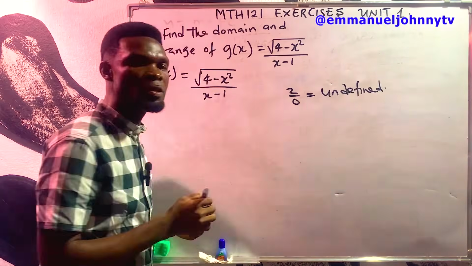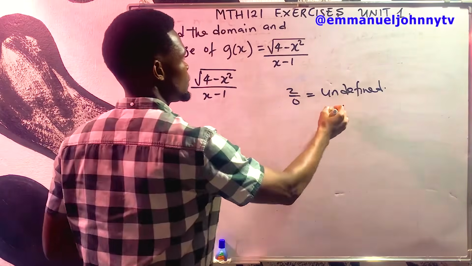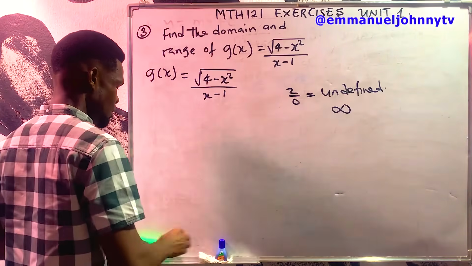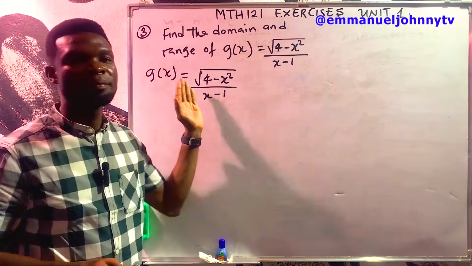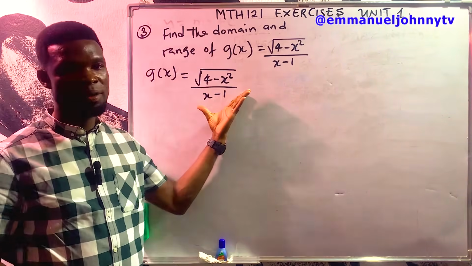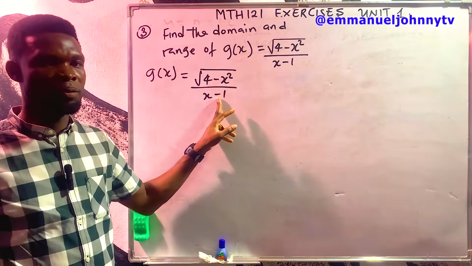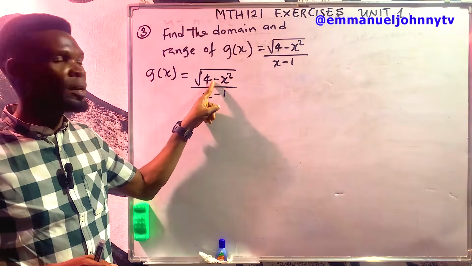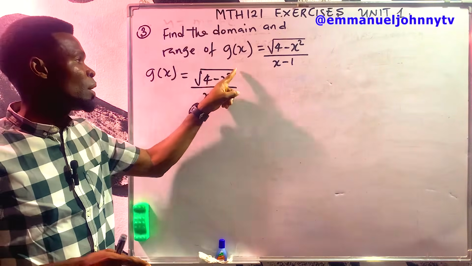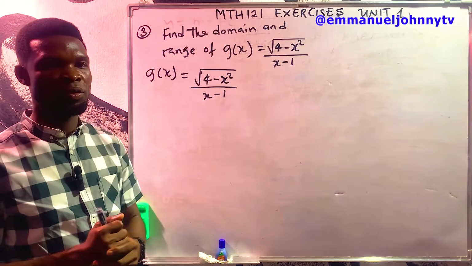So we say the fraction is undefined if the denominator is 0. So we can use this to represent it. Now, this question is a bit critical in the sense that, first, the denominator can never be 0. Also, the numerator cannot be negative. In other words, you cannot have the square root of a negative number. So we must put all that into consideration.